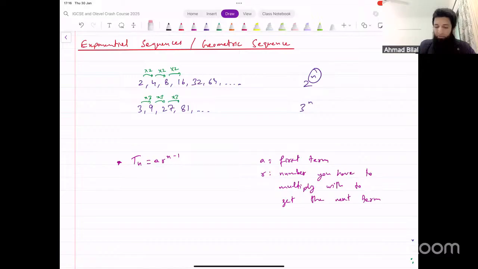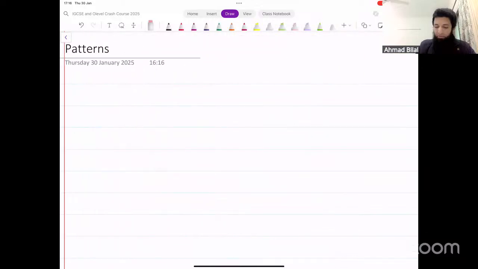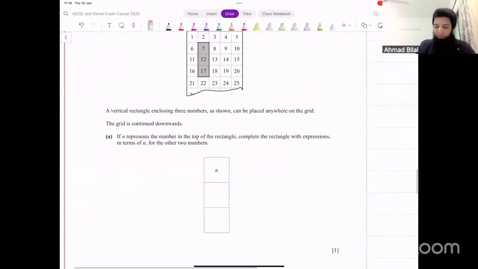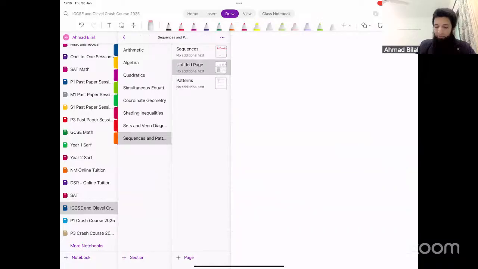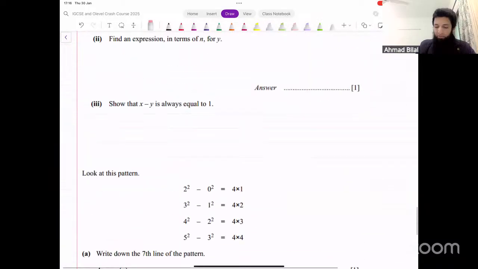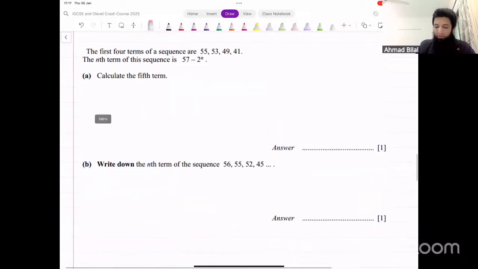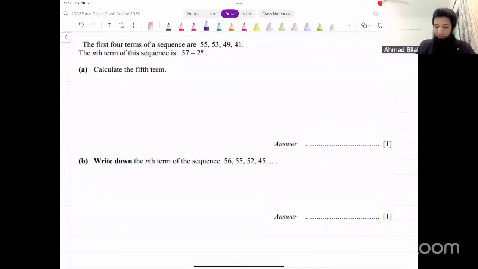Now, what we'll do is we'll have a look at some questions now to understand another thing that will sometimes happen, a pattern that you'll have to figure out from the question statement itself. So we'll have a look at a couple of examples quickly in which you will have to look at the pattern and figure out what the nth term is going to be. Let's start from this example.